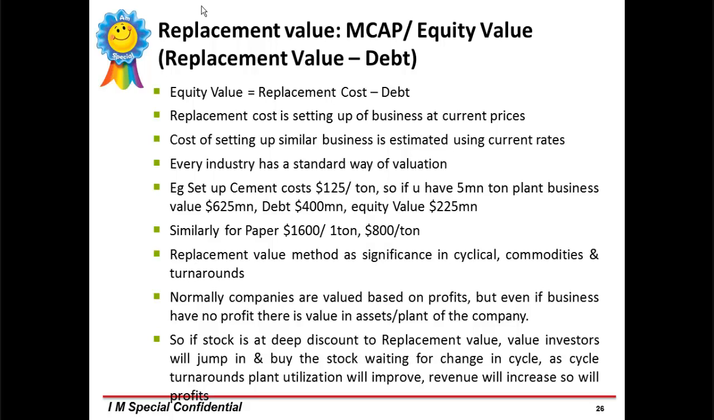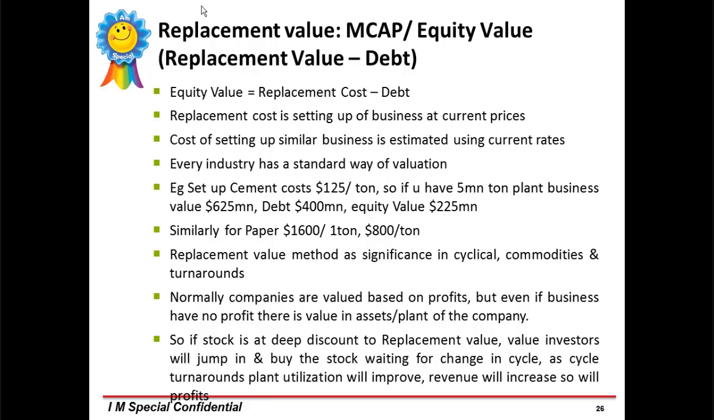So in case the market cap is less than 200, 150 million or 100 million, it is just a steal, because the equity value comes to 225 and the current market price of that stock is 125, 150 million. The current valuation would be lower because of various reasons. Maybe the economy is in a downturn, or the market is not valuing the asset in the right way because the profits are low. But if you buy this asset and hold it, then at some point the market will give the asset the actual value. Similarly, for a paper company it is $1,600 per ton, and for steel I believe it is close to $800 to $1,000.